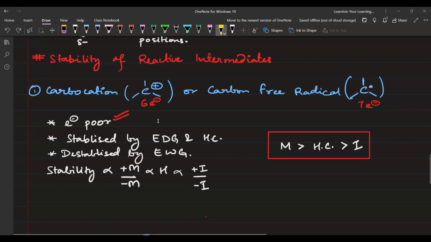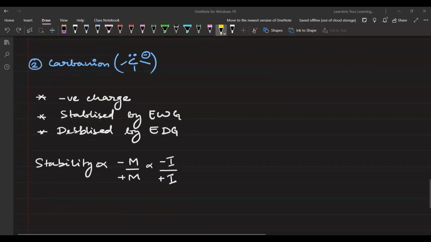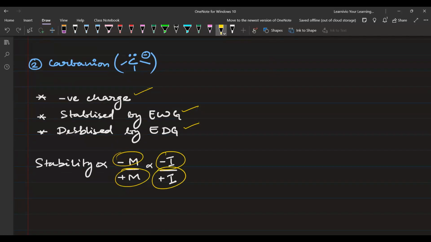Okay. Next is we are going to have carbanion. So carbanion is just completely opposite. It has negative charge, so it is going to be stabilized by electron withdrawing groups and destabilized by electron donating groups. Because when we have negative charge, then we need to lower the charge density. है ना? How can we lower it? If I withdraw the electrons from there, that's why it is going to be stabilized by electron withdrawing groups. If something withdraws the electrons, the negative charge will be less, and it will be more stable. So it is going to be stabilized by minus I and minus M. Stability is directly proportional to minus M, inversely proportional to plus M, directly proportional to minus I and inversely proportional to plus I.